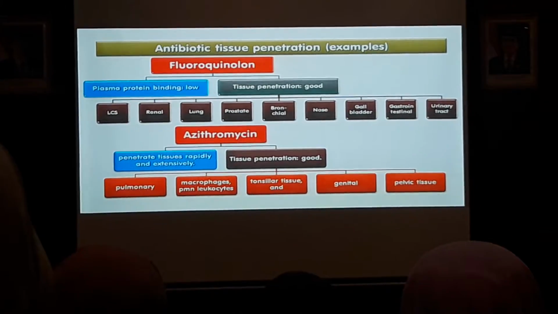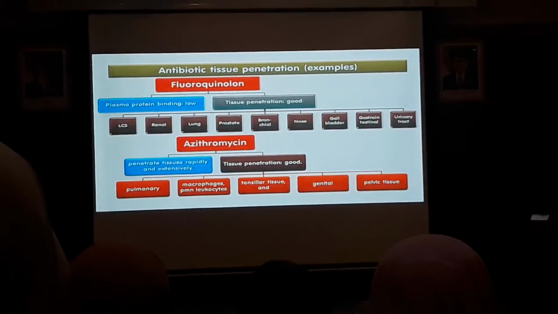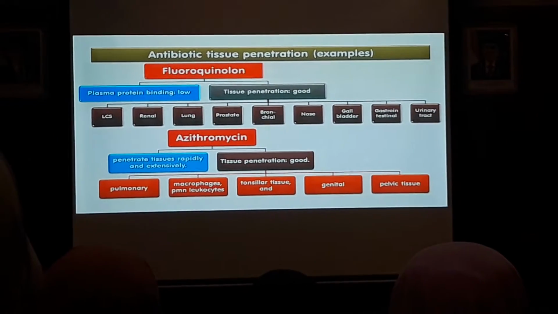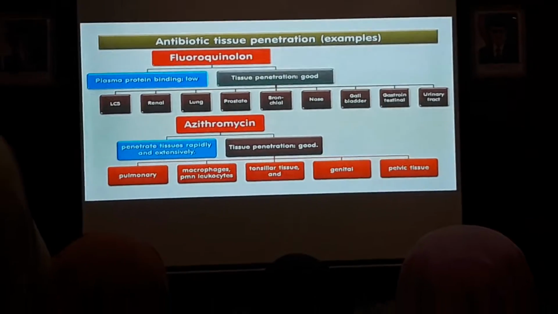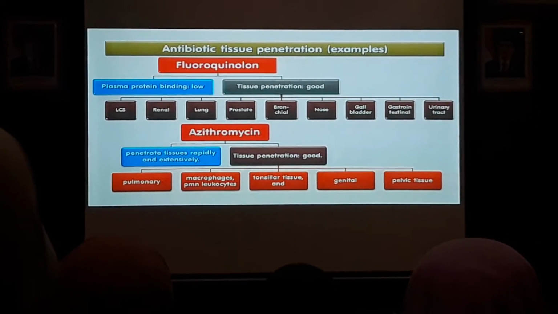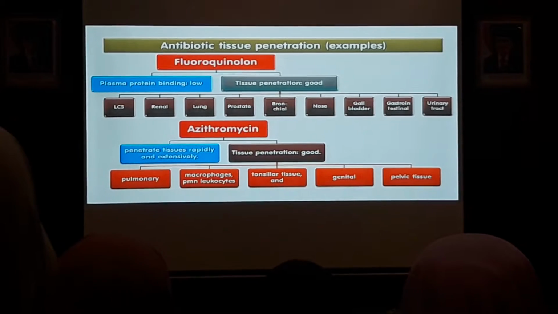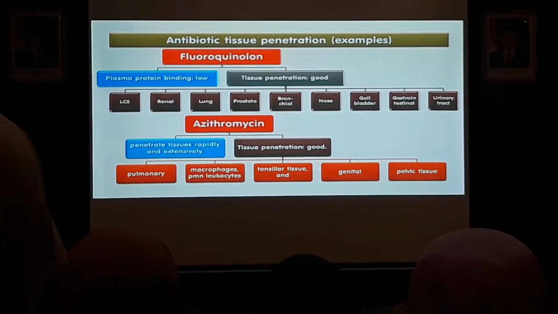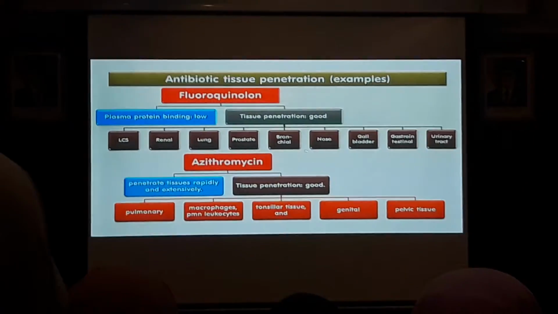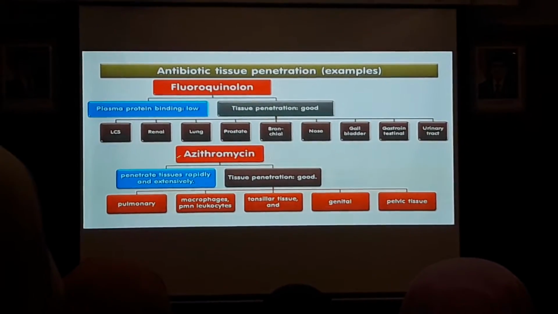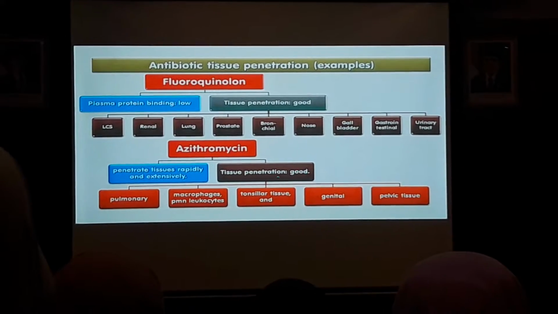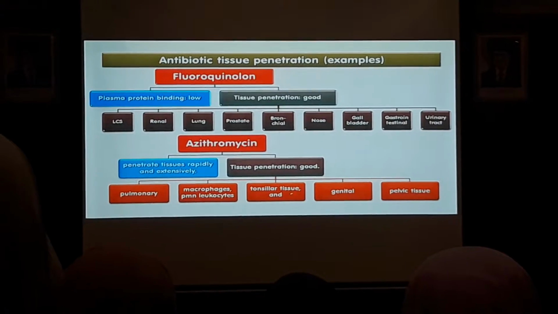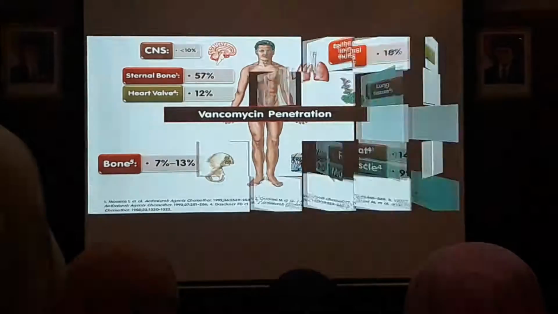tract. If you cannot detect where the infection is, for instance, patients with gallbladder infections, and then you prescribe clotrimazole, it won't work. It won't reach the source of infection because it doesn't penetrate to the tissues. And then what about azithromycin? Its tissue penetrations are good in pulmonary, ENT, leukocytes, tonsillar tissue, genital, and pelvic tissue.